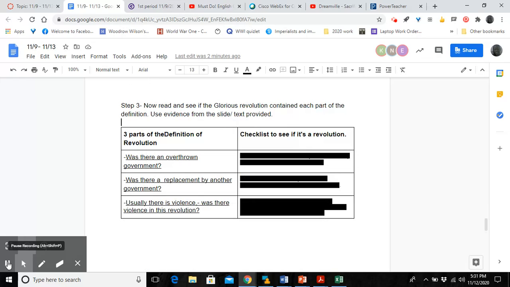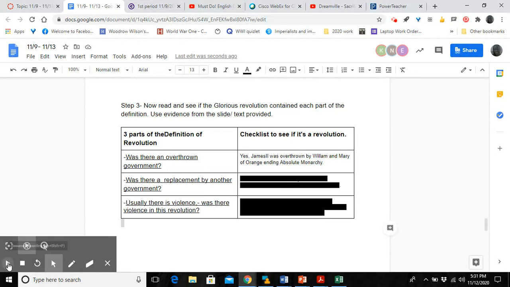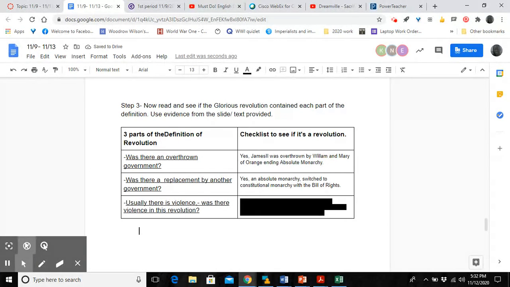Was there an overthrow of the government? Yes, James II was overthrown by Mary and William of Orange, ending absolute monarchy. Was there a replacement by another government? Yes, an absolute monarchy switched to a constitutional monarchy with the Bill of Rights.